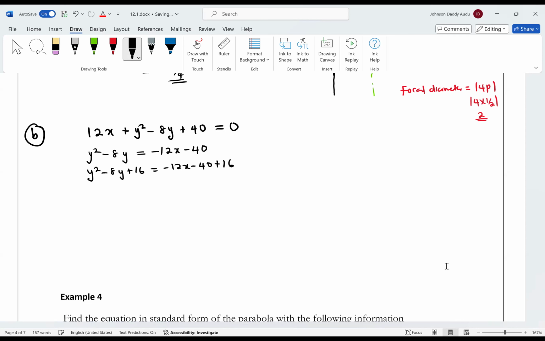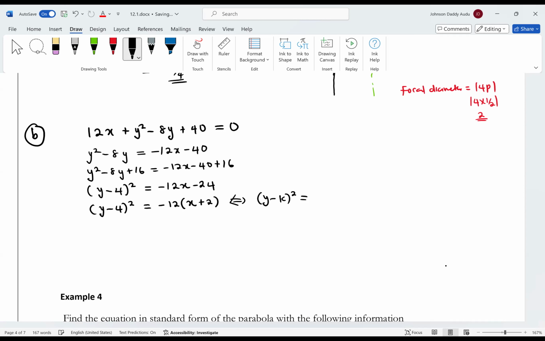Then we add the 16 to this side. So this is going to be y minus 4 squared. And here we can take out minus 4. This is minus 12x minus 24, and this is x plus 2. And what does that mean? We compare with y minus k squared equals 4p times x minus h, right?